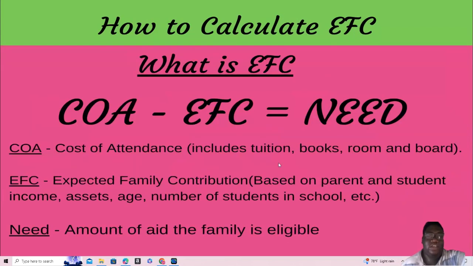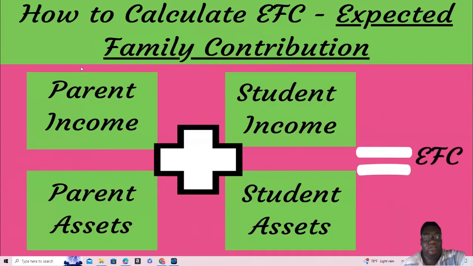How to calculate EFC. EFC, as we talked about earlier, is the expected family contribution based on income, assets, grade, age, and number of students in school. The EFC is used in conjunction with the cost of attendance to find the amount of aid the family is eligible for and the need that the family requires. EFC specifically can be calculated using parent income and parent assets, in addition to student income and student assets.